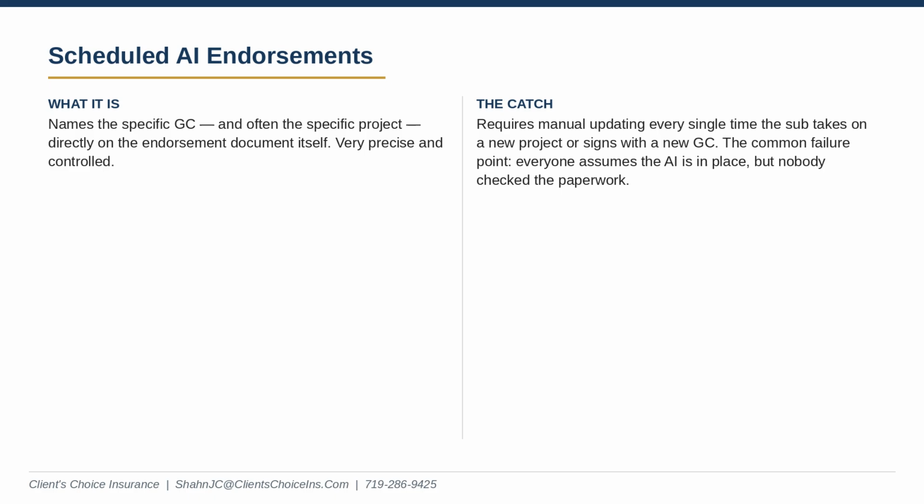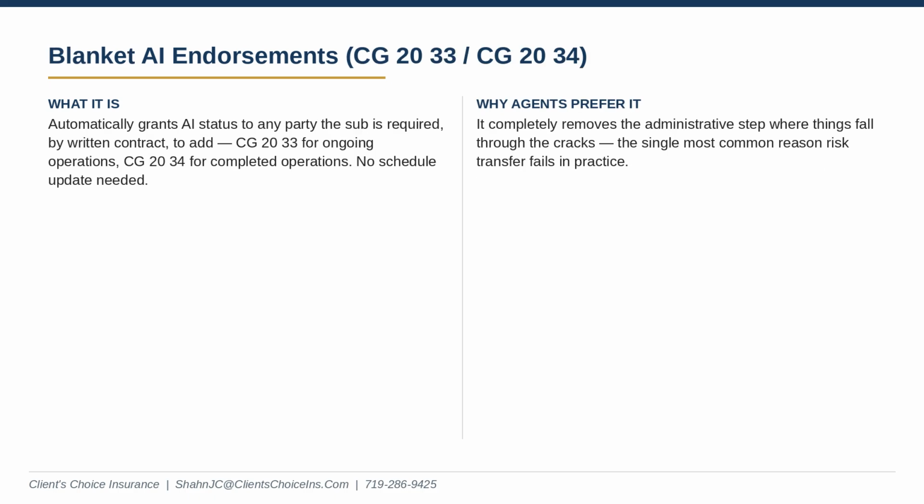And what's fascinating here is how the insurance industry attempts to solve for this human error. Agents vastly prefer blanket endorsements. Like Forms CG 2033 for ongoing and CG 2034 for completed, right? Exactly. The blanket approach automatically grants that additional insured status as long as there is a qualifying written contract requiring it. Oh, so it just completely removes that administrative step where things fall through the cracks. Yes, which the text identifies as the absolute most common reason risk transfer fails in practice.